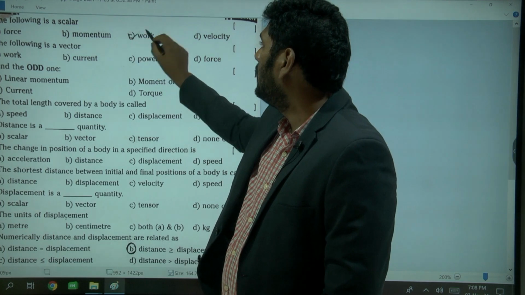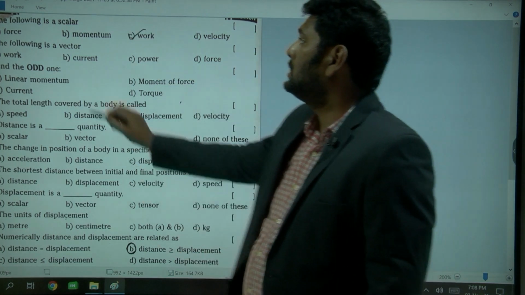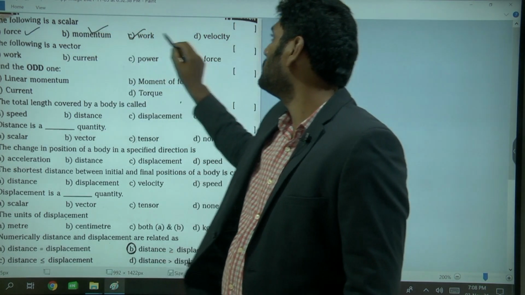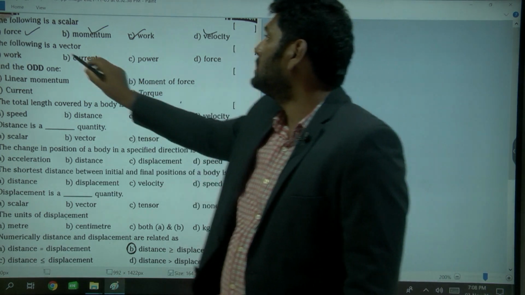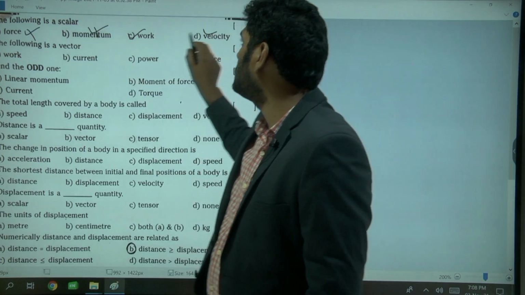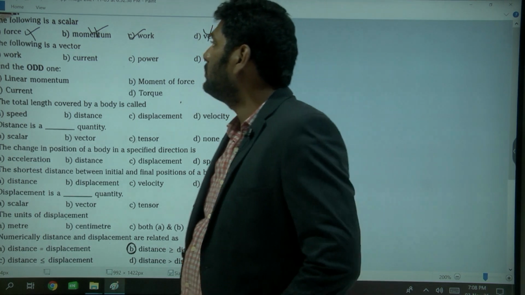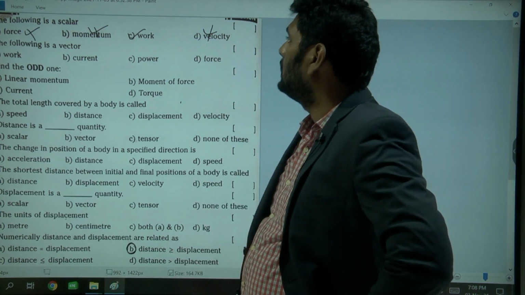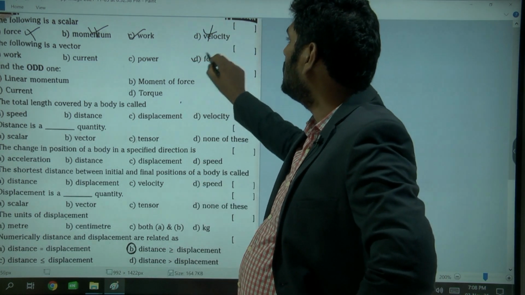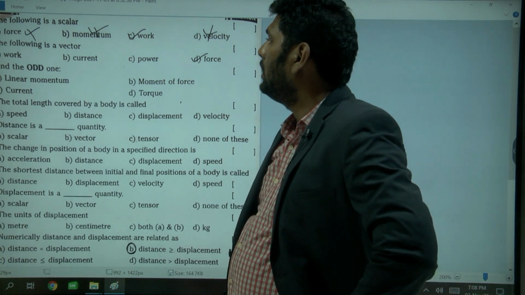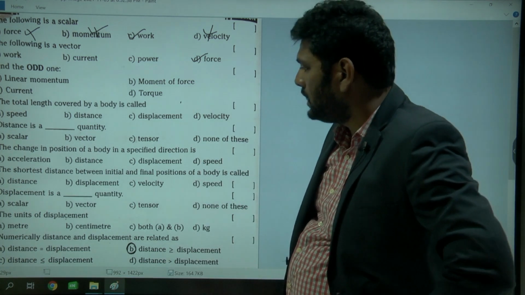You know that work is a scalar quantity. Force is a vector. Momentum is a vector. Velocity is a vector. So these are not our answer. Next, which of the following is a vector? Again, force is a vector. The remaining are all scalars. I think we have done this in the PPT.